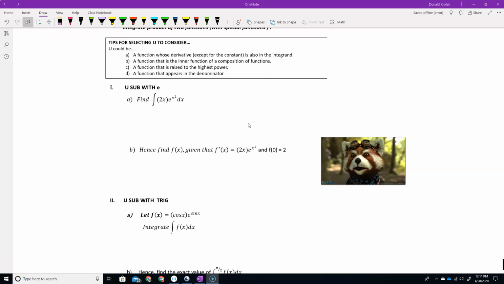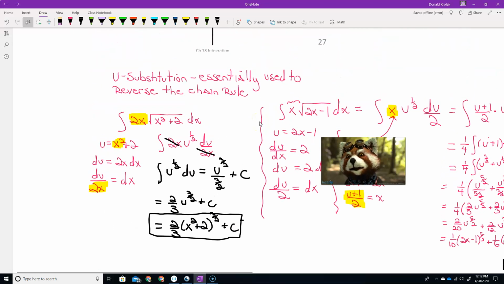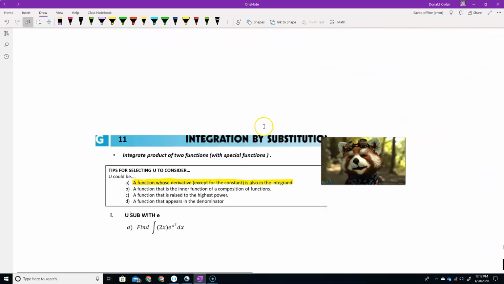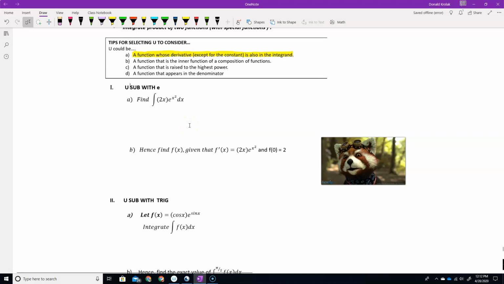So up here I summarized some tips for when you're going to use U. What we showed in the last example was when you have a function, you're going to set your U equal to a function whose derivative is also in the integrand. That's what happened right here. The inner function of a composition, a function raised to the highest power, a function that's in the denominator.